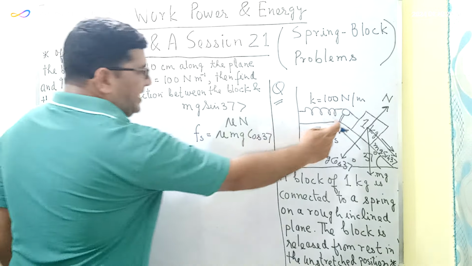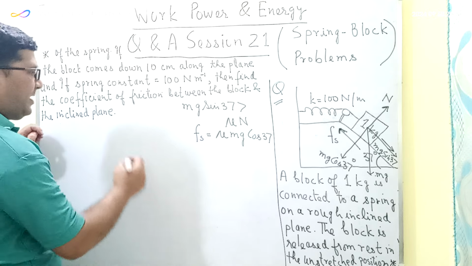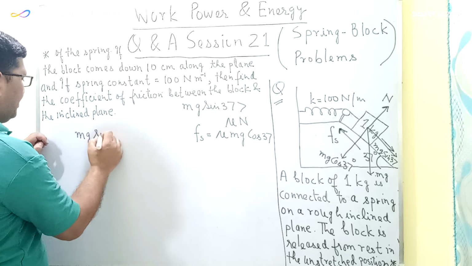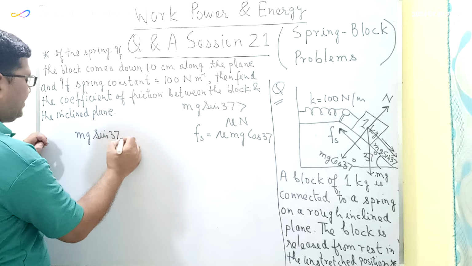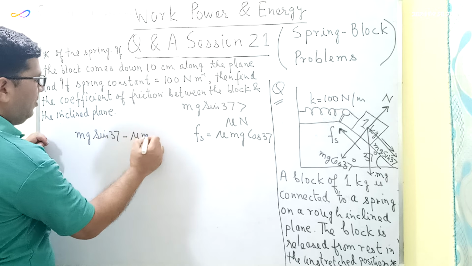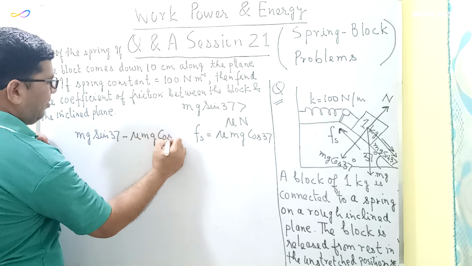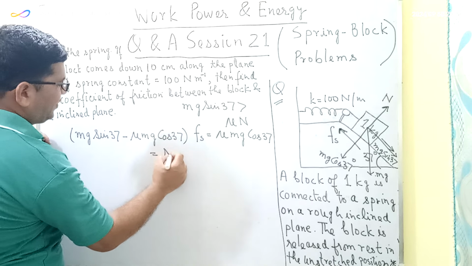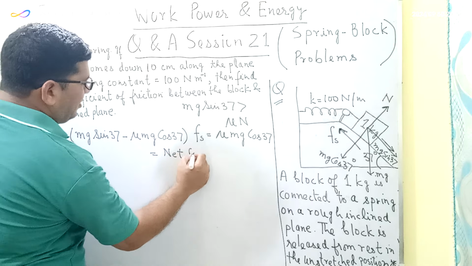So the net force which is acting on this block in the downward direction will be equal to mg sin 37 minus mu mg cos 37. So this is the net force which is acting on the block.